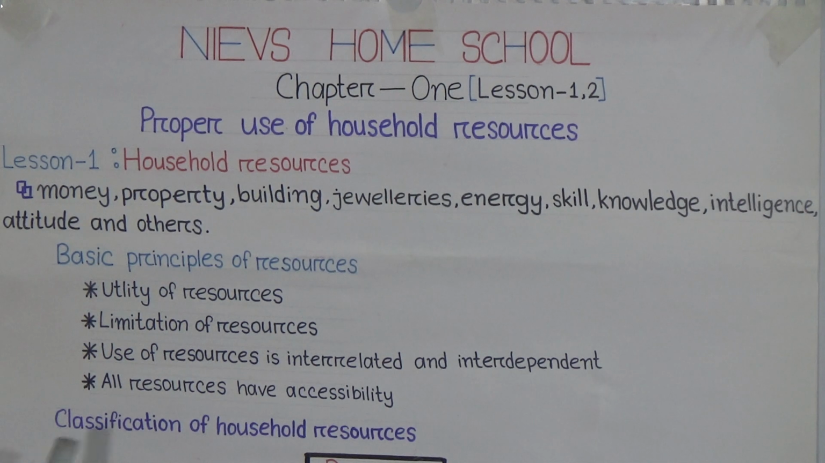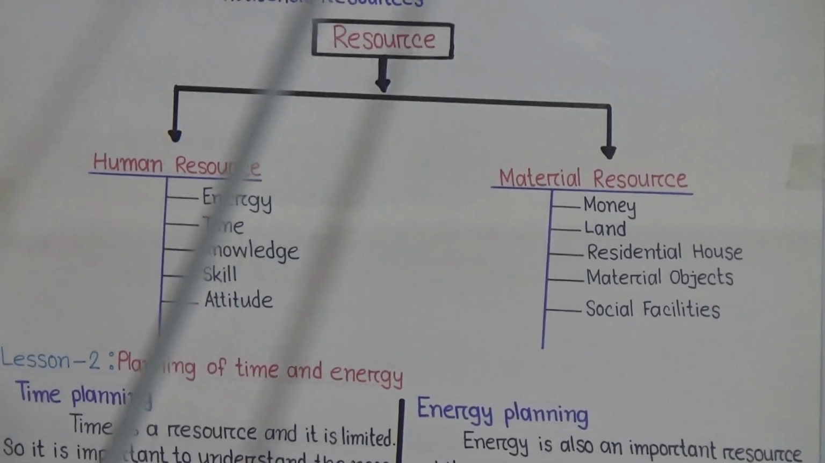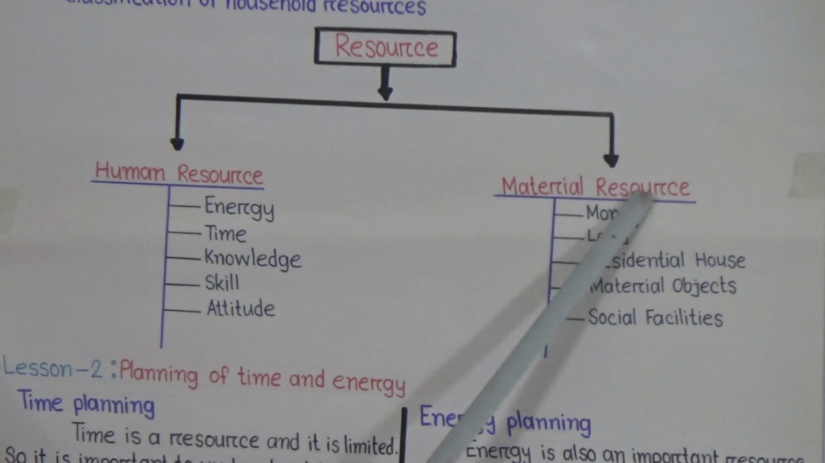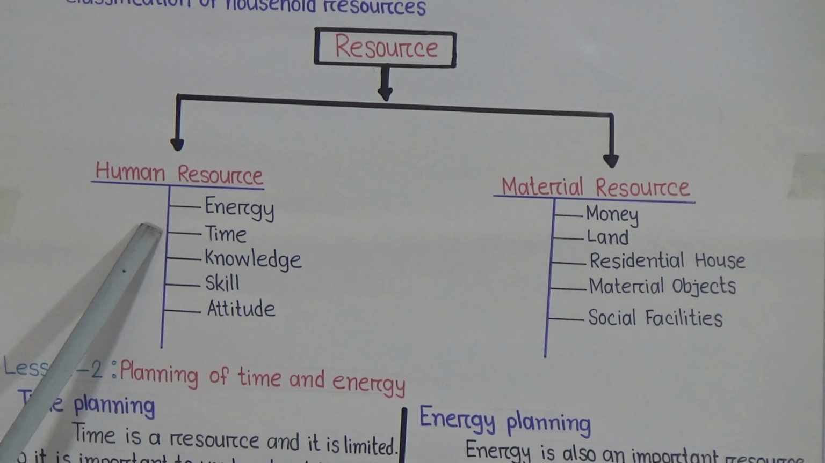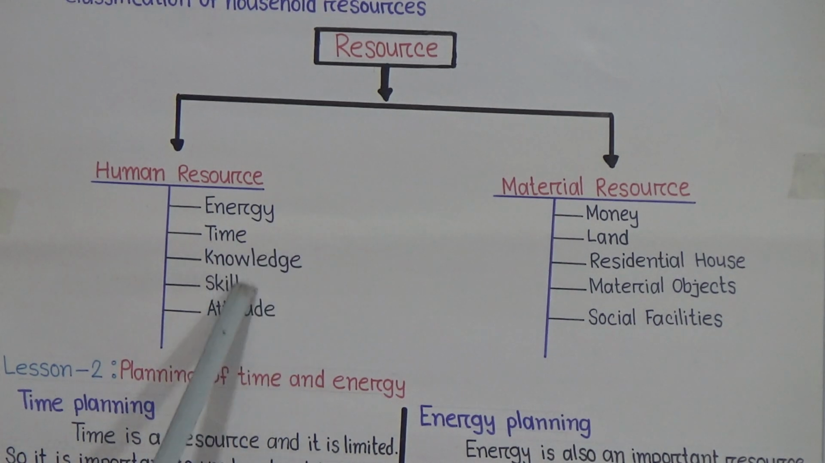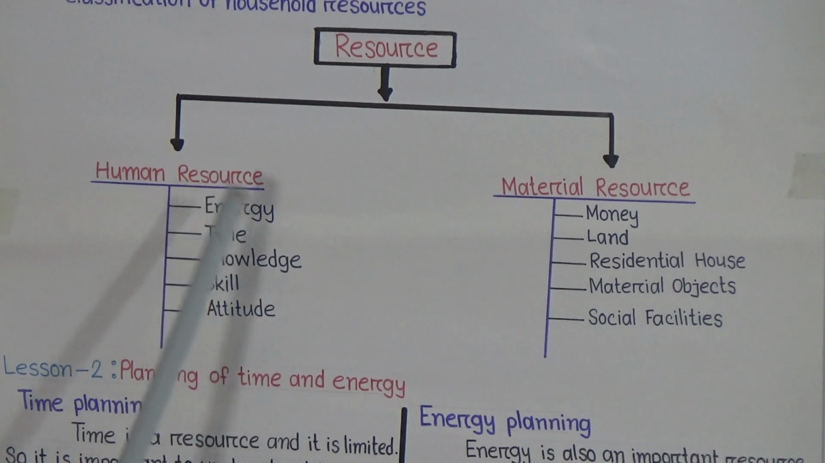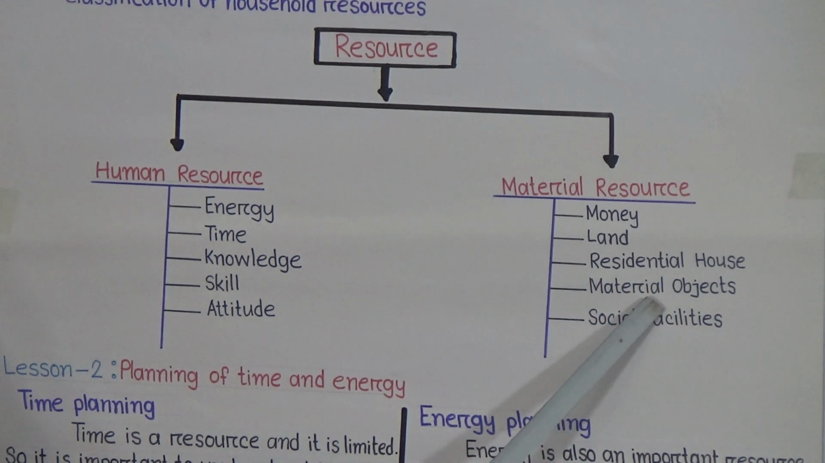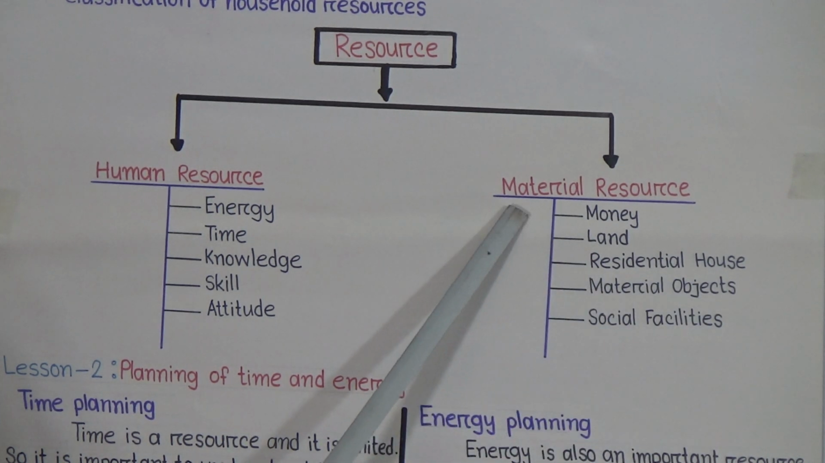Now, from Lesson 1, we'll learn about the classification of household resources. So students, we can divide household resources into two groups. The first one is human resource, and the second one is material resource. Again, I'm saying we can divide resources into two groups, human resource and material resource. Now we're going to learn about human resources. For example, our human resources are energy, time, knowledge, skill, attitude. All these are called human resources. On the other hand, money, land, residential house, material objects, and social facilities are called material resources.